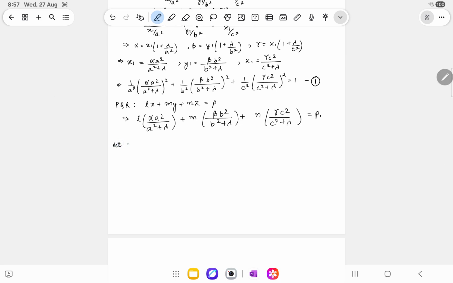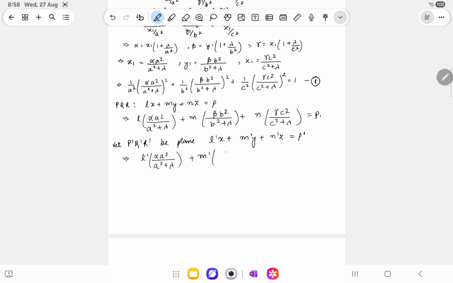So now let us assume that P dash Q dash R dash is the plane L dash x plus M dash y plus N dash z equals P dash. So the 3 feet that are basically P dash Q dash R dash must be lying on this plane. So this plane must be satisfied by x1, y1 and z1, so that we can find out the other 3 feet.